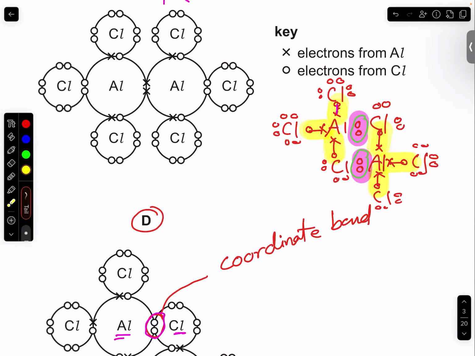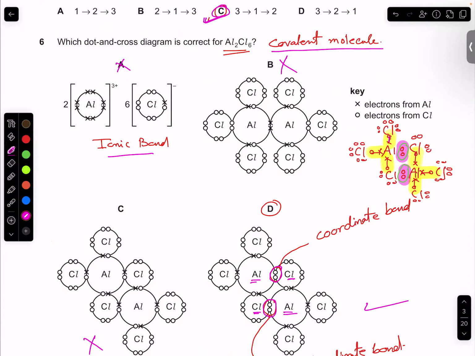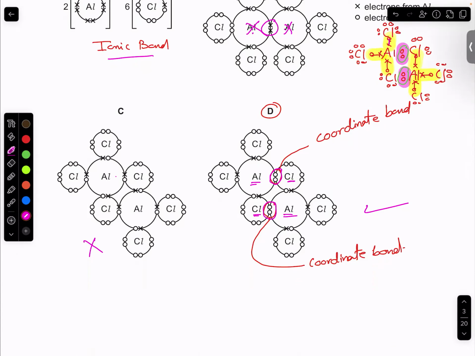Okay, so if you look at this, this is wrong because there is a bond between Al and Al, and Al is not bonded. This one is wrong because all of them are normal covalent bonds. There is no coordinate bond. So this one is wrong. And this one is correct because these 2 bonds are coordinate covalent bonds. So D is correct.